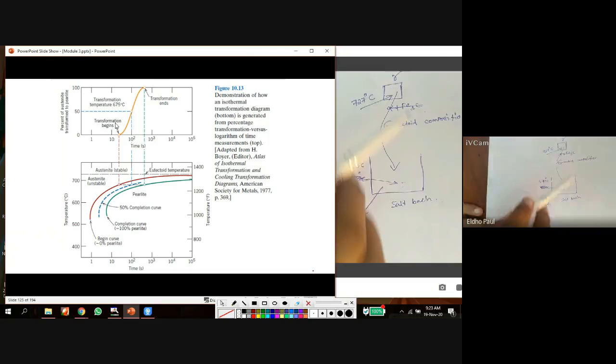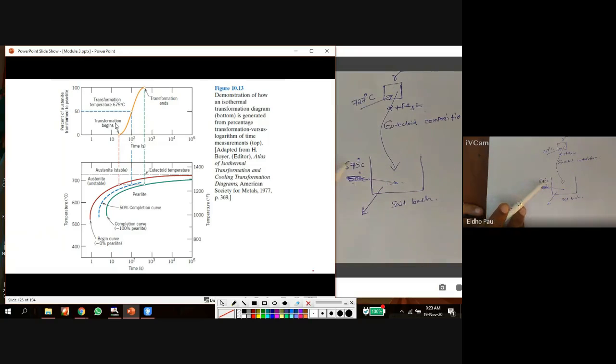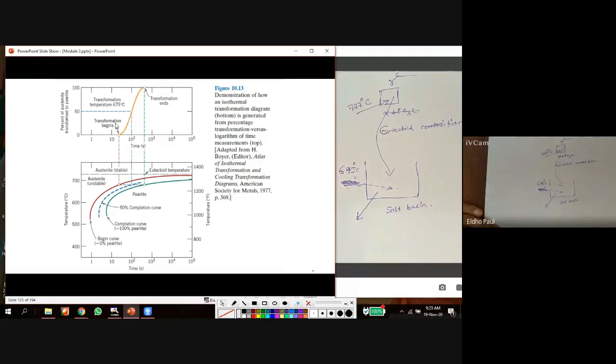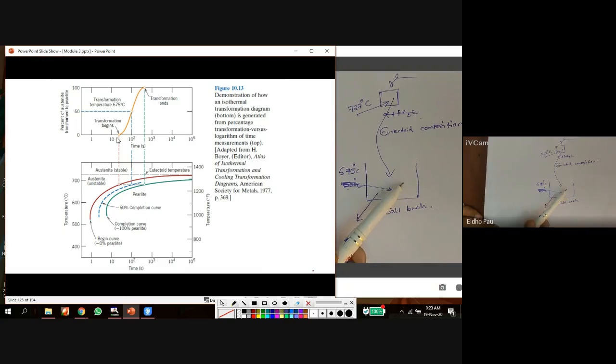Okay, so I dip it already in this salt bath, which is at 675 degrees Celsius. So what will happen? Some of the gamma particles change into another constituent, another microstructure. Okay, so the transformation starts at this point. So transformation started at this point. Okay, and I maintain that sample at the same temperature of 675 degrees Celsius. The gamma particles progressively, as time passes, what happens? The gamma particles are converted into another microconstituent.